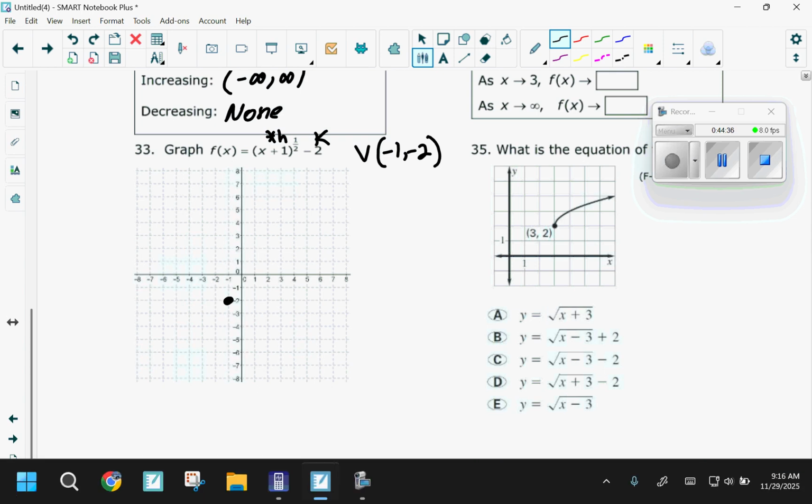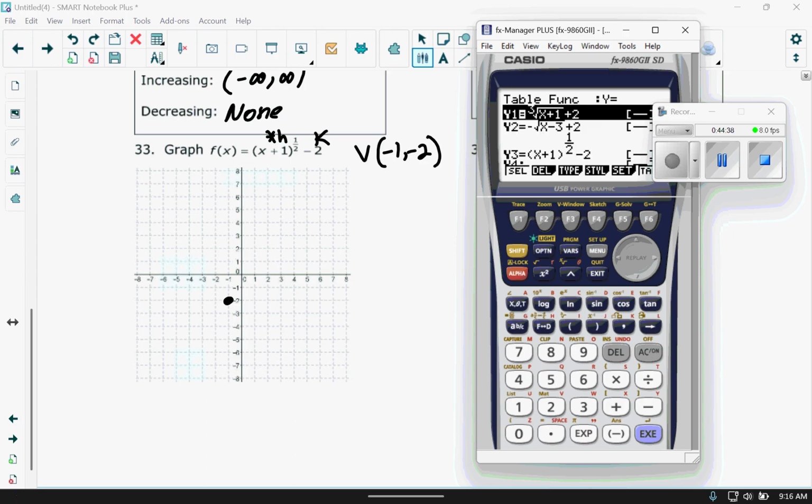So let me head over to my calculator, go back to my equations. If you guys notice, I typed it in as the square root of x plus 1, minus 2. That's because anything to the 1/2 power is just a square root. So that's why I typed it that way.